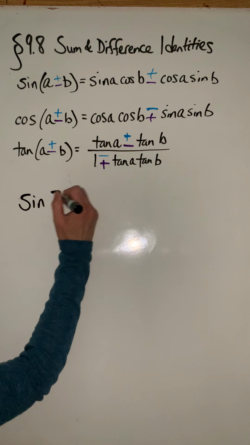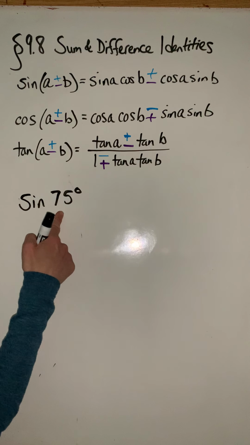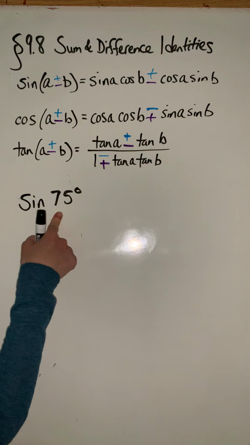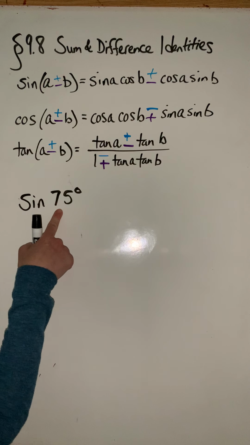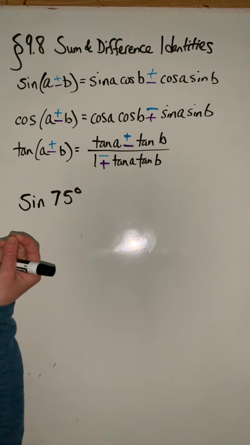So we mentioned the sine of 75. Let's do that. We want to evaluate the sine of 75. So what we need to do is come up with two angles that have a reference angle of either 30, 45, or 60 that we could use and rewrite this 75 using those two angles and using either addition or subtraction. Okay?